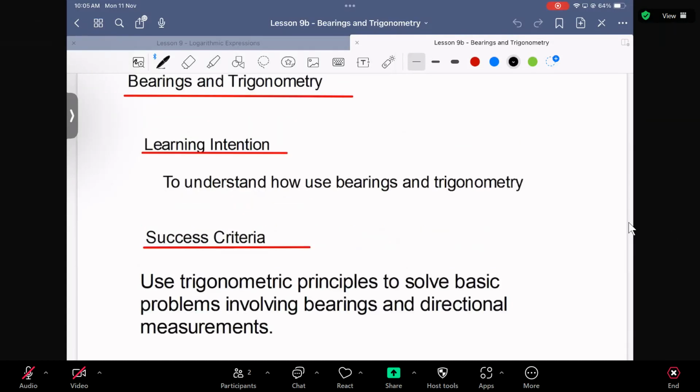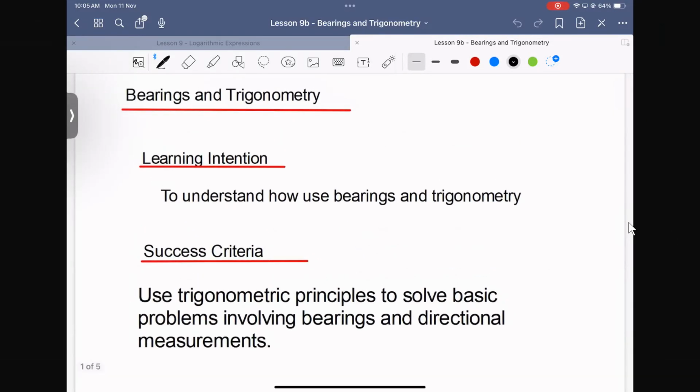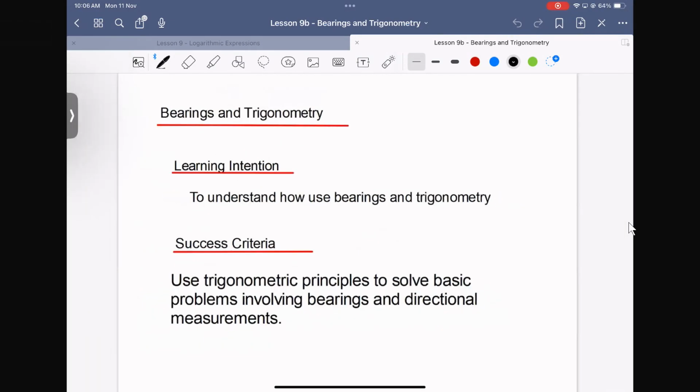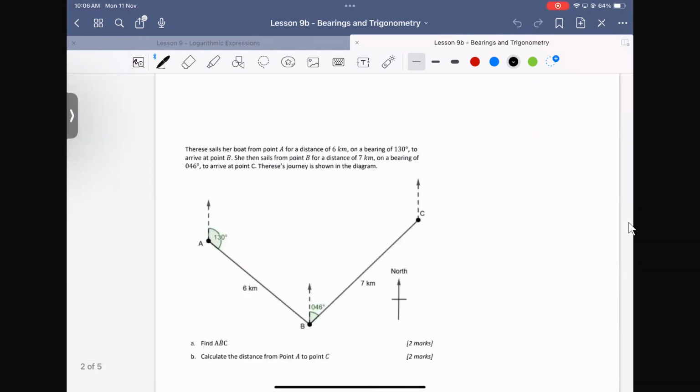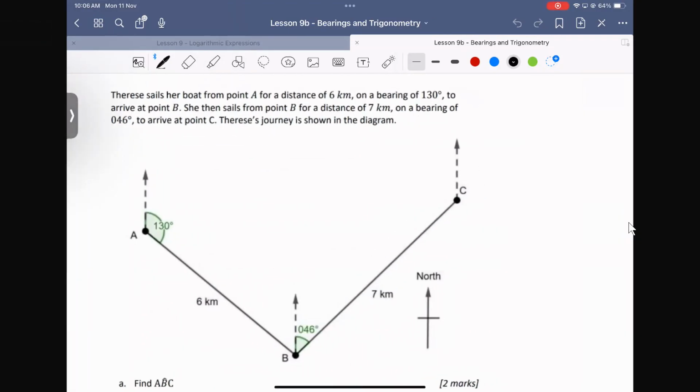Okay, so in today's class, we're going to look at the use of trigonometry in bearings. What's important for us with this class is that we can move angles around in bearing diagrams and make right angle triangle questions. So our first question here is Therese sails her boat from point A for a distance of 6 kilometers. So she starts off here and she sails across like that.